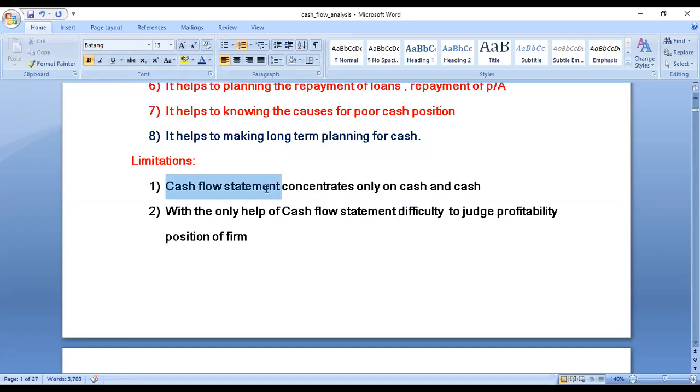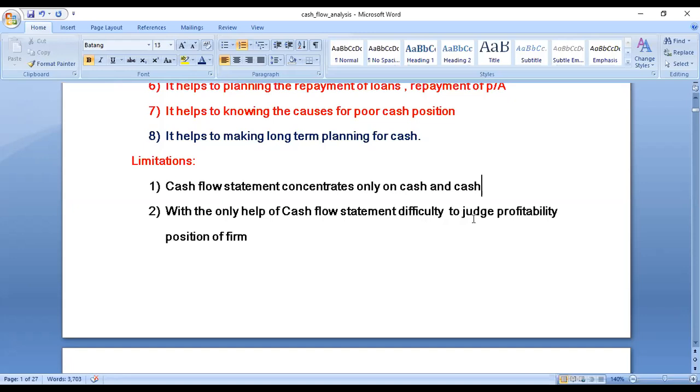The cash flow statement concentrates only on cash balance or cash equivalent balance. It concentrates only on cash balances or cash resources. So other funds, other than cash, non-cash items, are not considered while preparing the cash flow statement. Second point, with the help of the cash flow statement alone, it is difficult to judge the profitability position of the firm.